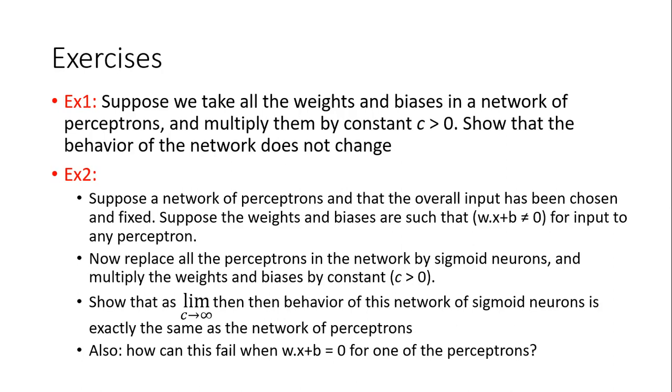And multiply the weights and biases by constant c. Okay, by constant c, so that should not make any difference, right? Or should it? Because we are not talking about perceptrons here, we are talking about sigmoid neurons. So if I say, sir, e to the power minus x or e to the power minus cx, does that make a difference?